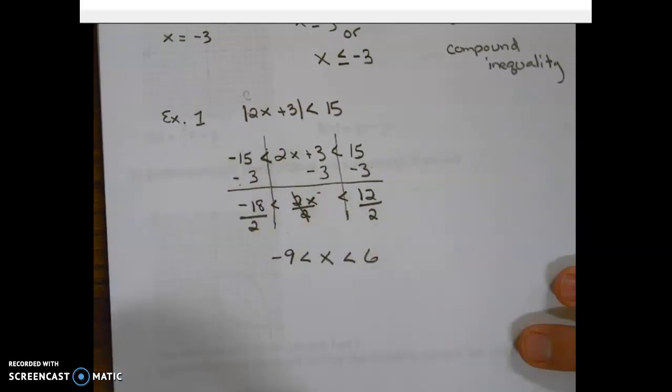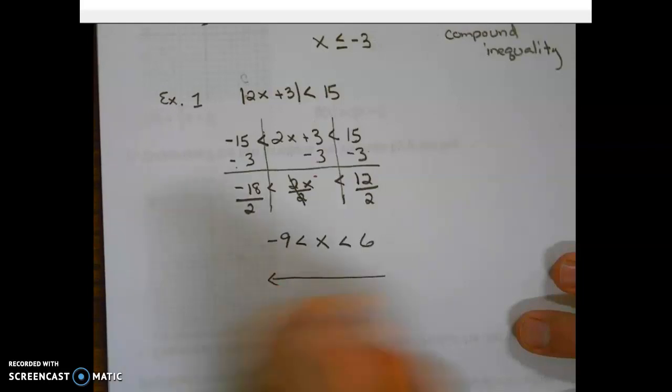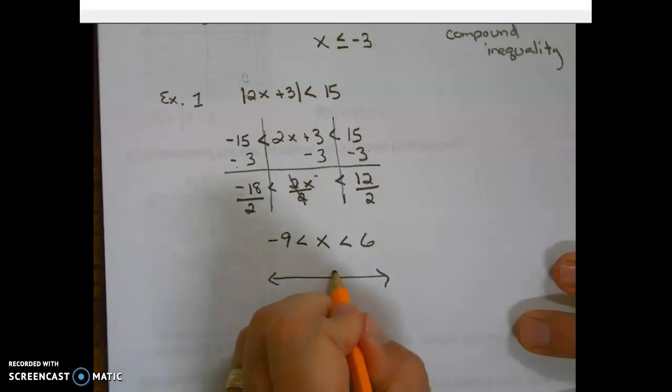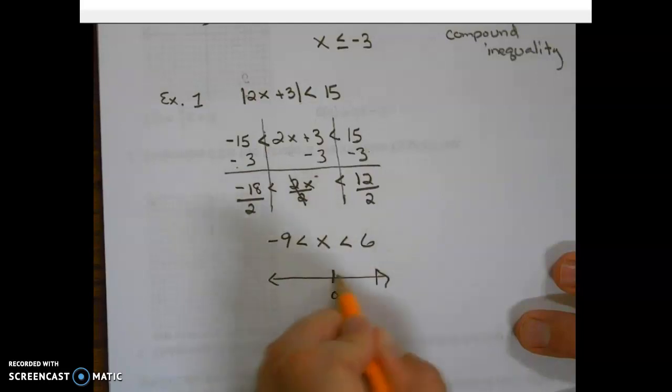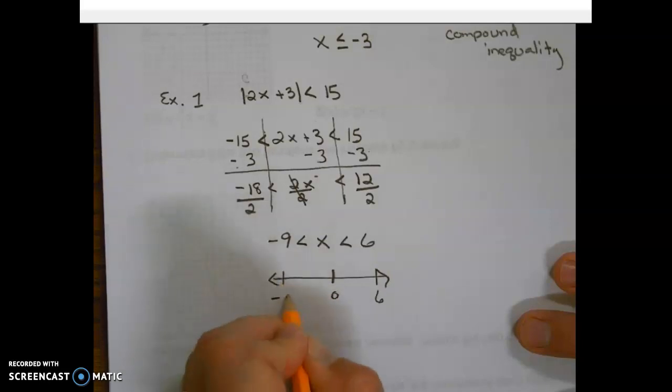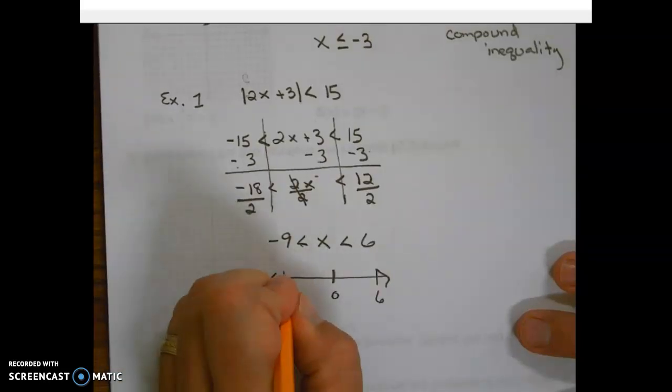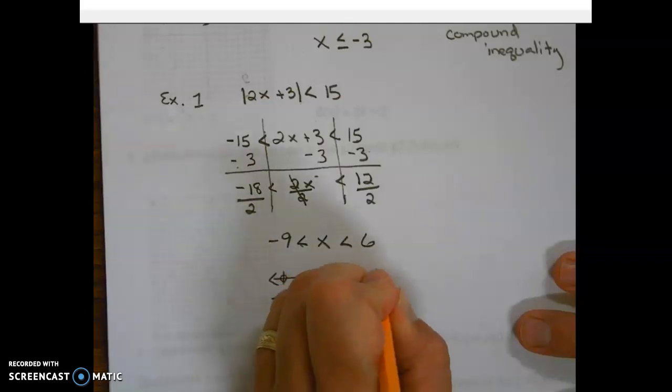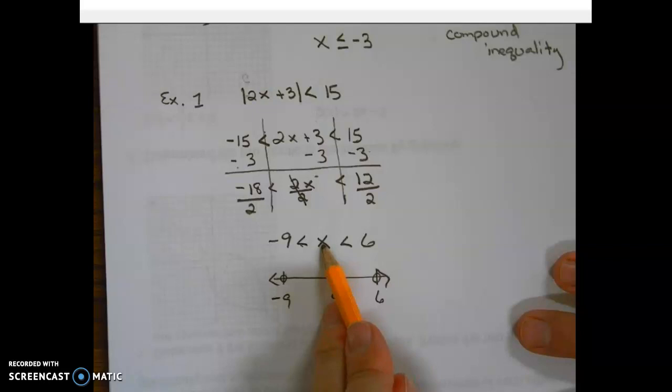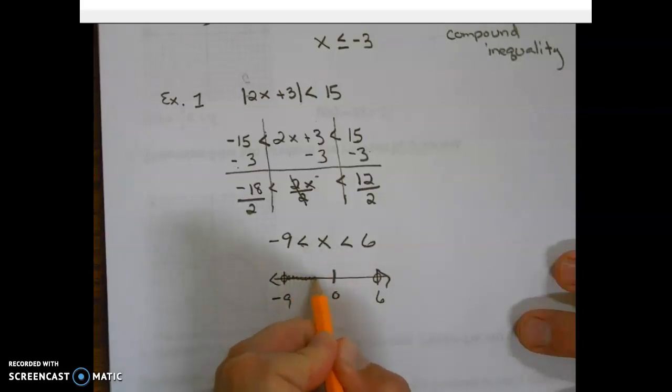is less than 6. So if we were to graph this solution, we would put our 0 on our number line, count out to 6, count left to negative 9, and since there's no equal part, we'd have open dots. And the shading is going to be between negative 9 and 6 because the solutions are between negative 9 and 6. X is, if you're reading it this direction, x is greater than negative 9. That's going this way. X is less than 6.